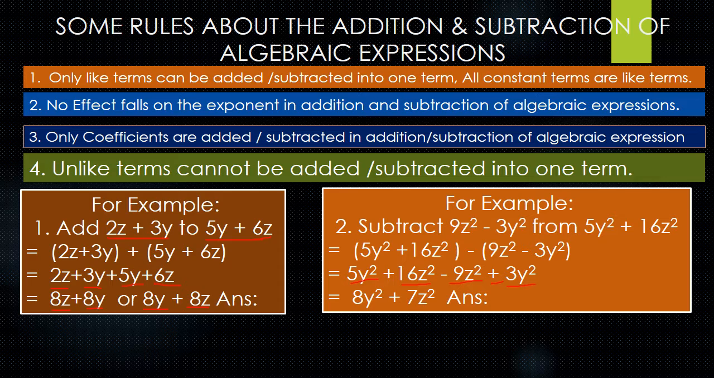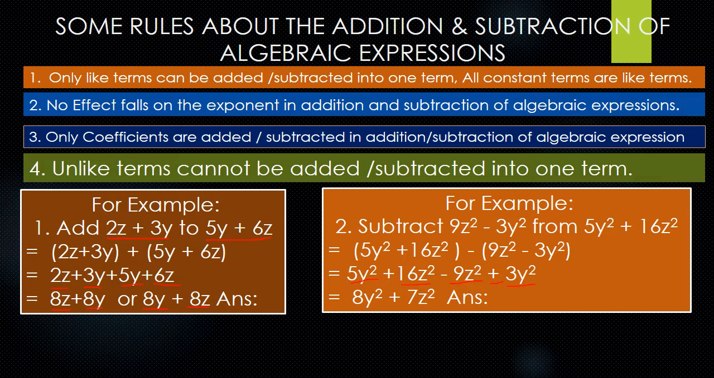Now again you look at here, you look to the like terms. 5y square and 3y square are like terms and both are positive, so they will be added. 16z square and 9z square both are not positive, one is positive and one is negative. 16z square is positive, so here in the first case I will add 5y square with 3y square and by adding coefficients I get 8y square.